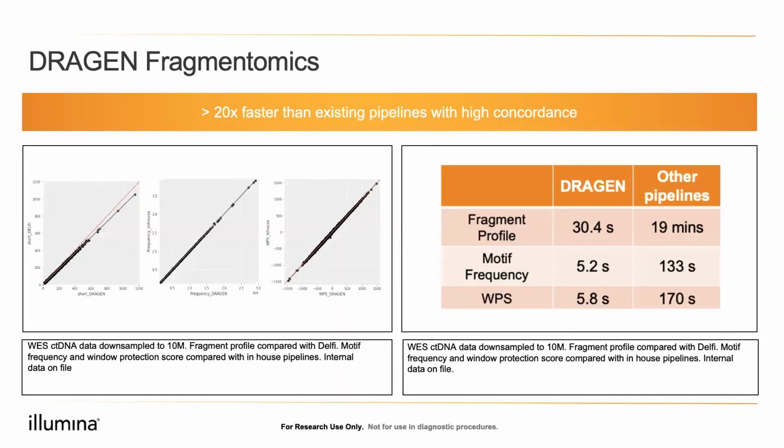So the DRAGEN Fragmentomics implementation is about 20 times faster than the existing pipelines and has high concordance to the existing Delphi methods. So for example, the fragment profile takes about 19 minutes running with other tools and takes about 30 seconds to run with DRAGEN on whole exome ctDNA data downsampled to 10 million reads.